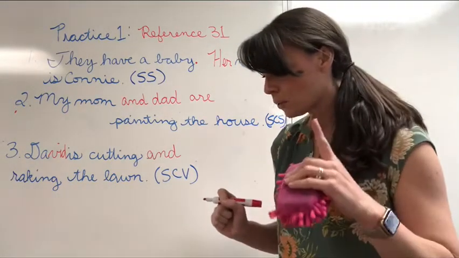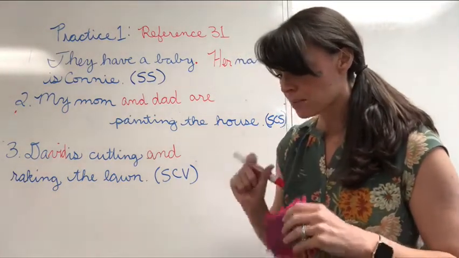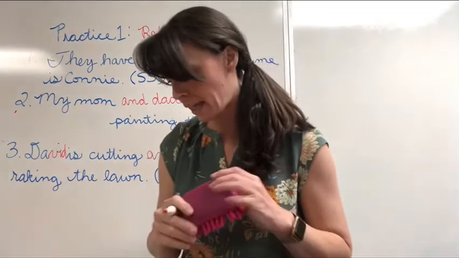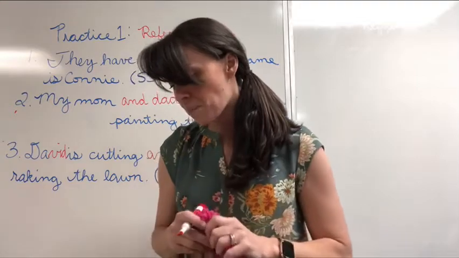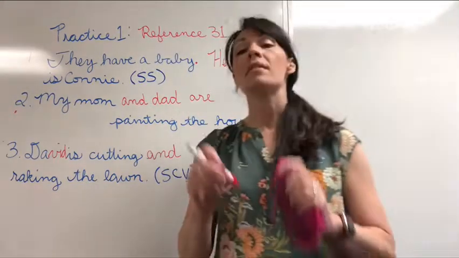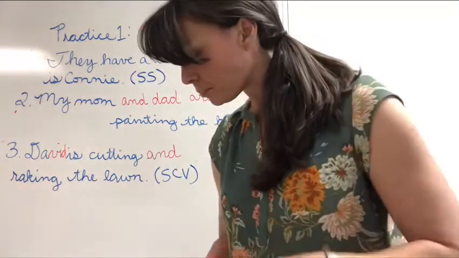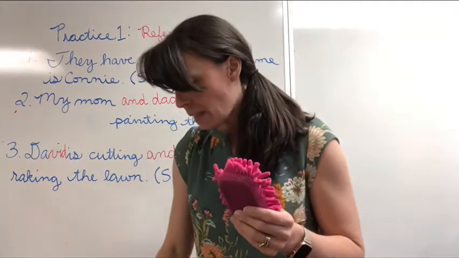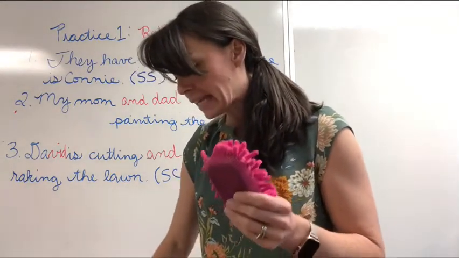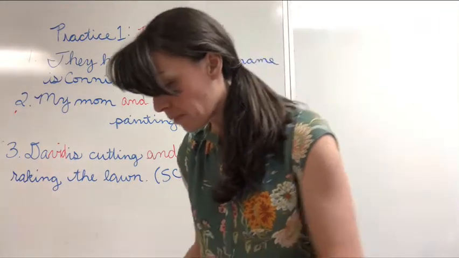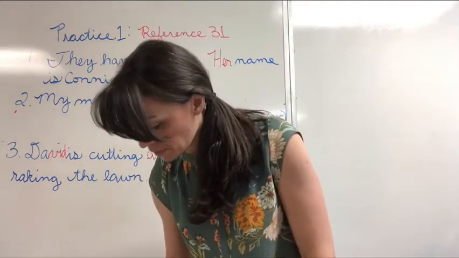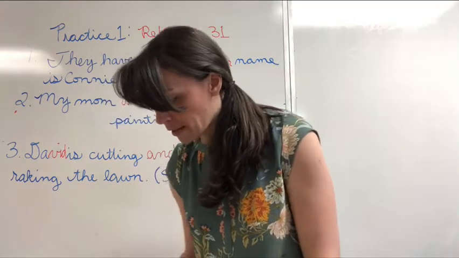I want you now to look, there's a little bottom section on reference 31, and it allows you to go through practice 3, and they are all sentence fragments. And you're going to make those complete by adding the underlined part. So look in practice 3 of your reference.